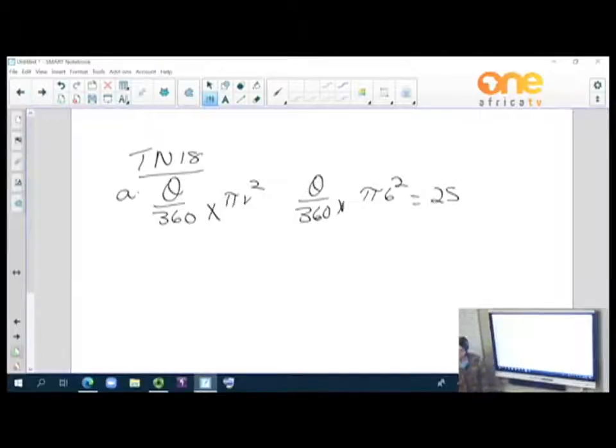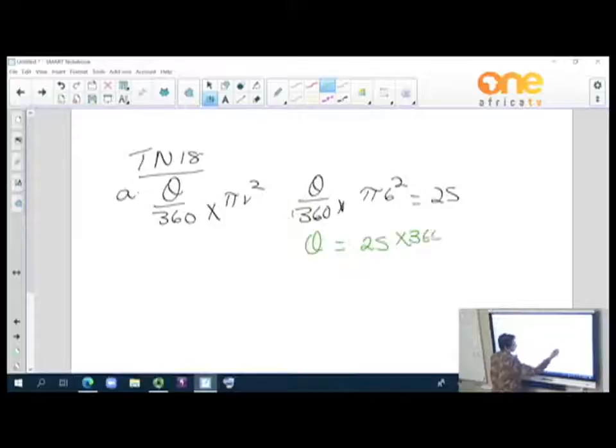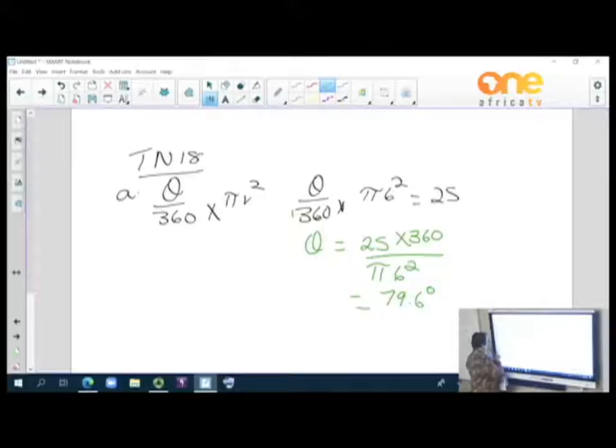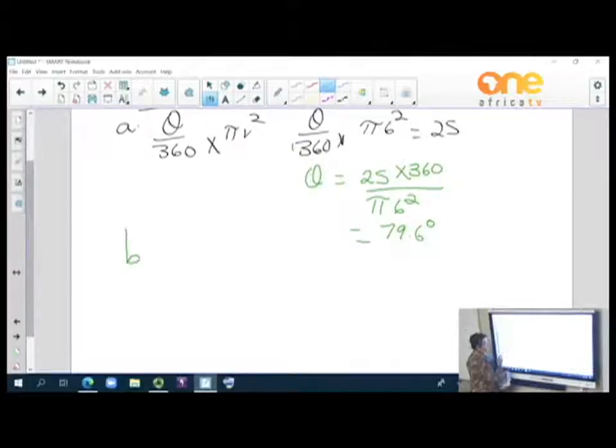I'm explaining the next step because there are still people who struggle here with what to do now. So theta is equal to 25. Opposite operations. Here you divide, there you times. Here you times, so now you divide. Don't forget about 6 squared. Second function, Jan Ivan, what did you get for an angle there? 79.6 degrees. Right, so number B works very similar to this one.